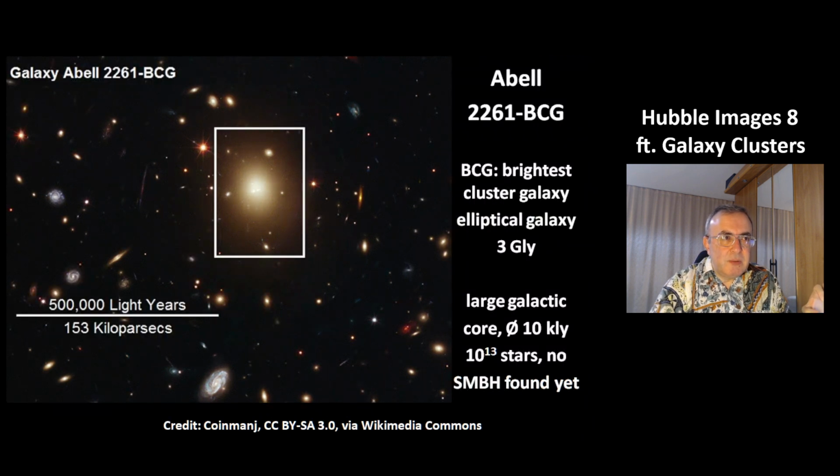And this is one galaxy in the cluster. That's Abell 2261 BCG. BCG means brightest cluster galaxy. The distance is 3 billion light years. There's a large galactic core with a diameter of 10,000 light years. It contains 10 to the 13 stars, which means 10 trillion stars. However, there was no supermassive black hole found yet.